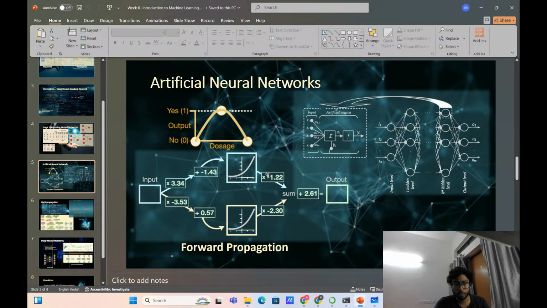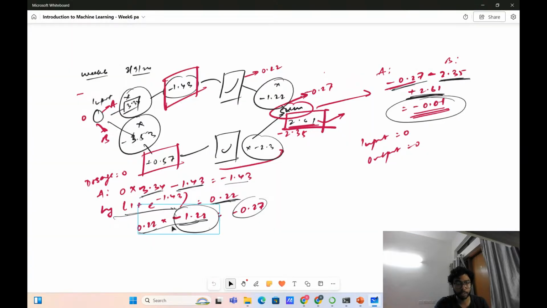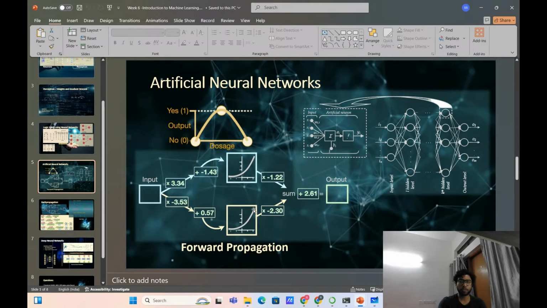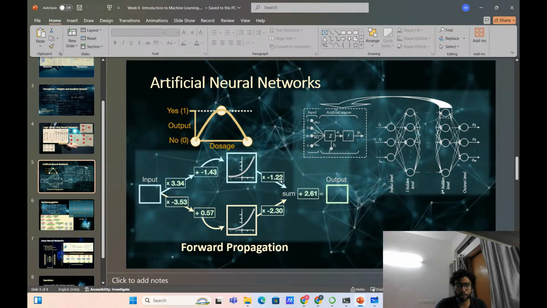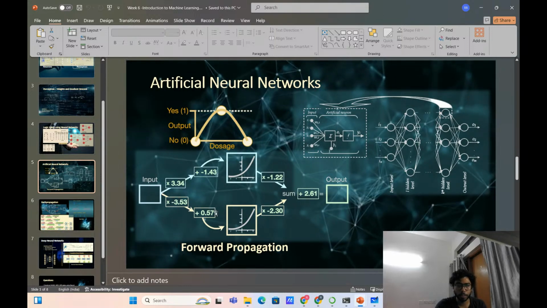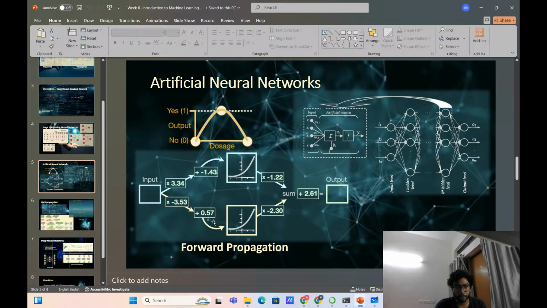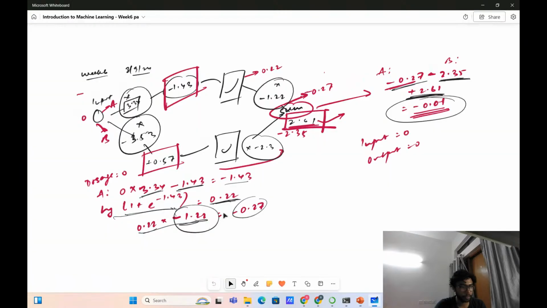Now you multiply the 0.22 with this thing, minus 1.22, right? So that's what I have done. 0.22 times minus 1.22. You get minus 0.27. Similarly, you do the same thing for the bottom channel. So you multiply 0 with minus 3.53, add it with 0.57, right?